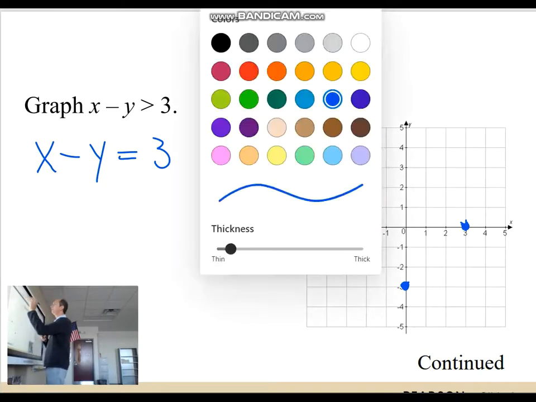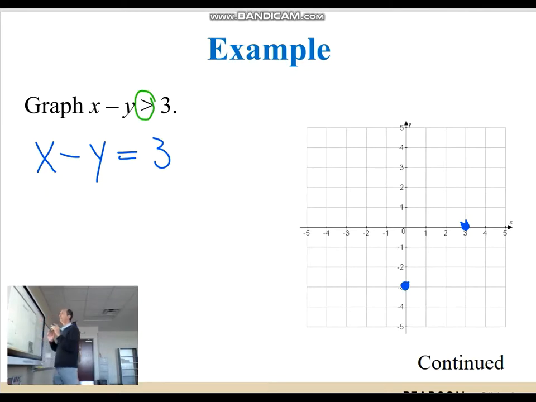Important now is to check what kind of inequality we are working with. It's a greater than, right? If it's greater than, it doesn't have an equal sign. If it doesn't have the equal sign here on the bottom, no, this one doesn't have the equal sign, we will represent the line dashed. That means the line needs to be dashed to represent that these points on the line do not belong to the solution set. So the line is going to be dashed.